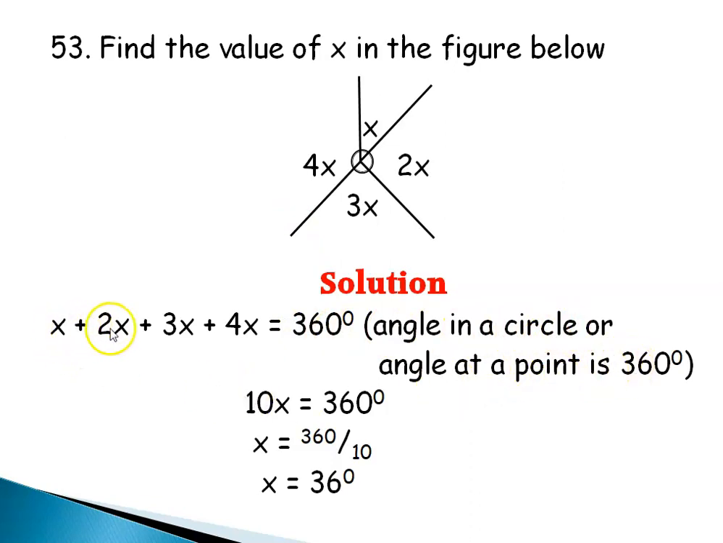So x plus 2x, 3x, 3x plus 3x, 6x, 6x plus 4x, 10x. So 10x is 360 degrees. Then I'll divide both sides by 10. x is 360 divided by 10. My x is 36 degrees. Is that okay? Very good.